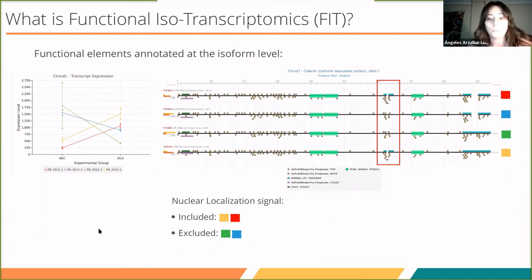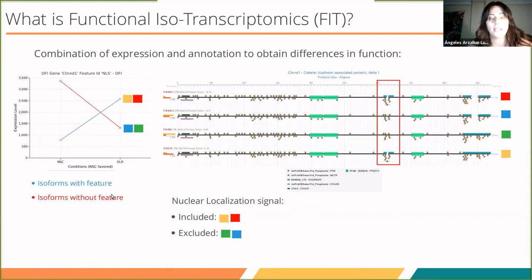By combining the expression of the feature including and feature excluding isoforms, tappAS detects a change in feature inclusion that is condition dependent, with NLS containing isoforms being favored in the oligodendrocyte condition and the NLS excluding isoforms being favored in the neural condition. This is in fact a real example with real data that we validated in the tappAS paper, if you're interested in reading it or if you already did.